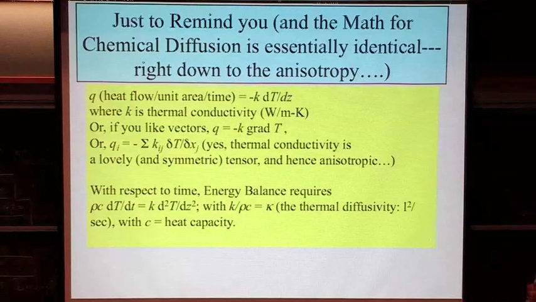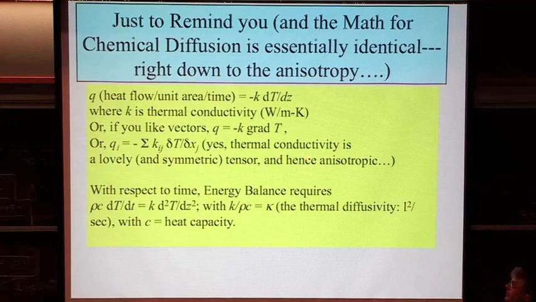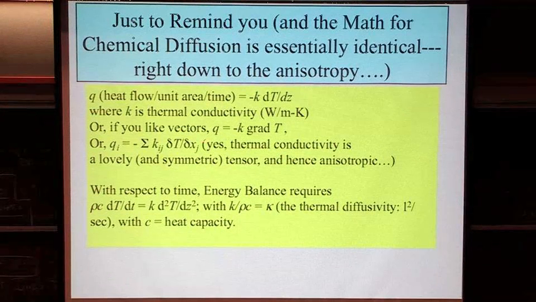Okay. Now I'm going to cover mostly just to remind you of what the nature of the fairly straightforward math that many of you have seen before is for thermal diffusion, because it's identical to the chemical diffusion as well, which is that if you have heat flow per unit area per time, this is classic Fourier's law, you have minus the thermal conductivity times the temperature gradient. And that's a very powerful statement right there. You can describe this as vectors. If you want to describe it in a vector notation, you have Q equals minus K grad T.